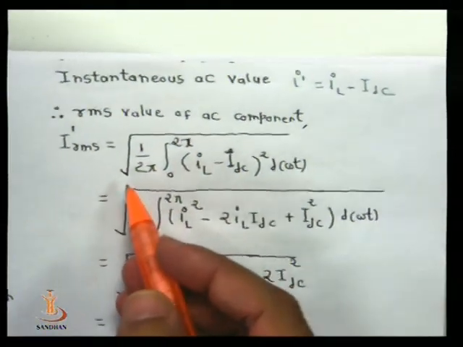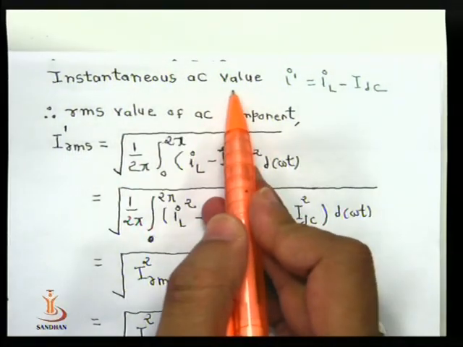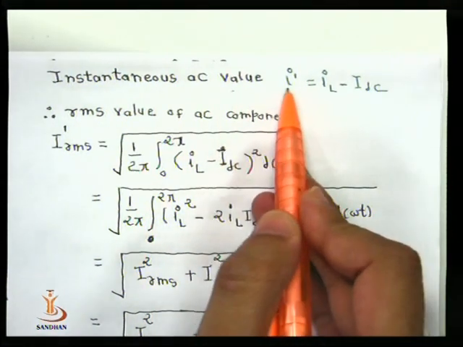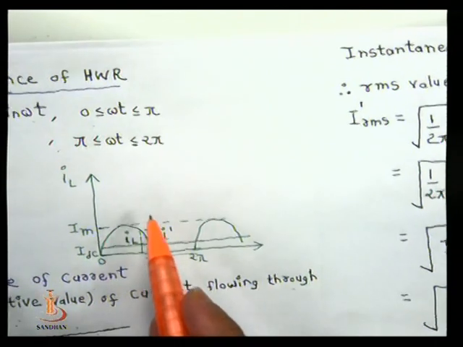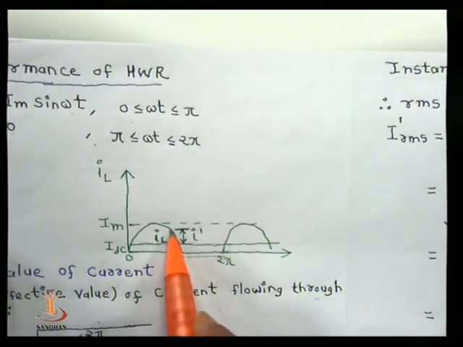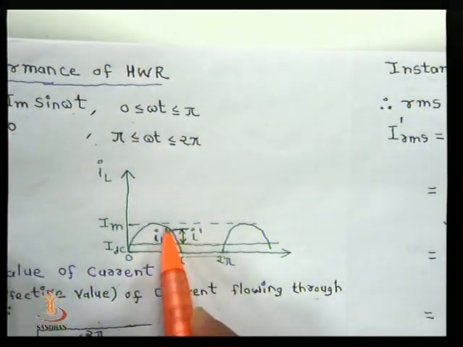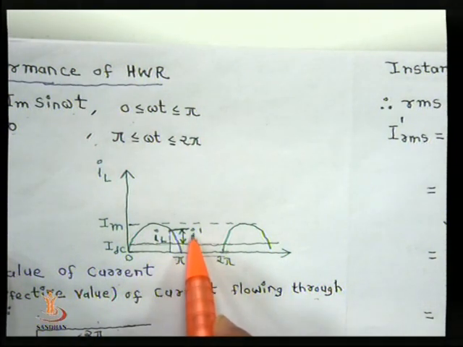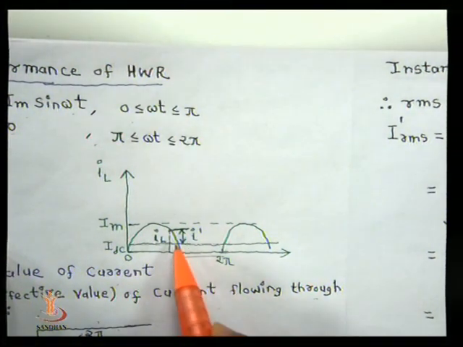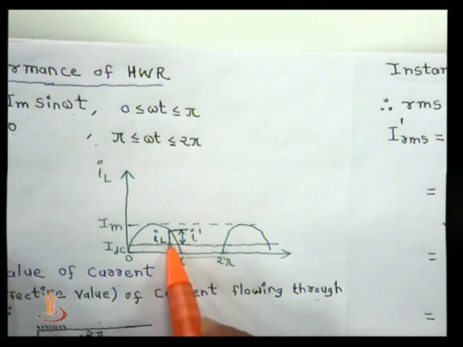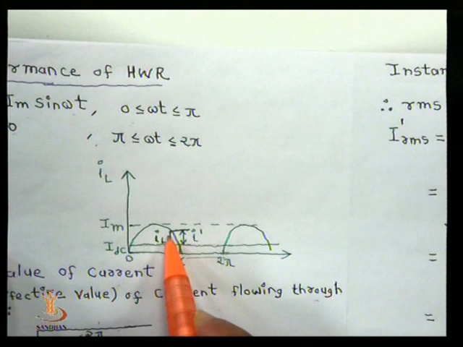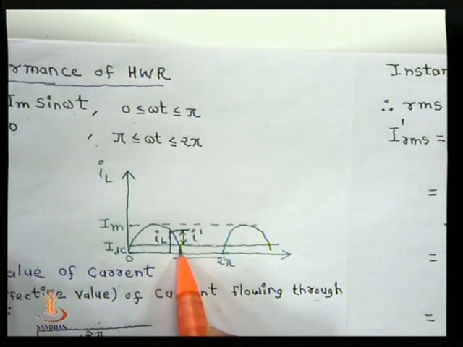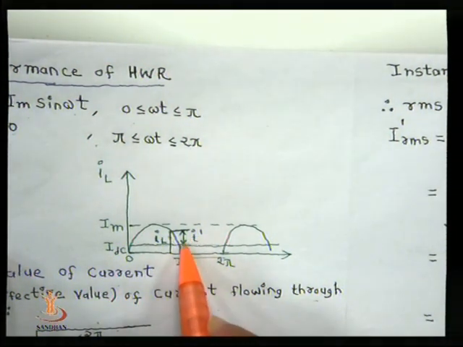So the instantaneous AC value is nothing but I dash equal to IL minus IDC. One can say the instantaneous value means what? Here, what is the value? At any instant one can find the value. I dash is nothing but, you can say, this one is the IL, this one is the IL, and this one is the IDC. If you subtract this and this from this, we get the I dash, this one.